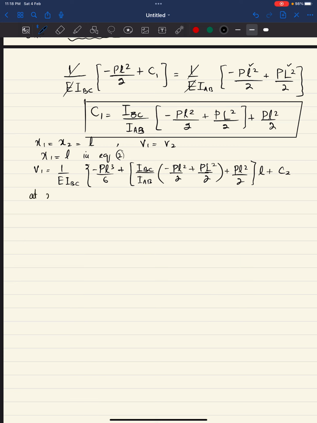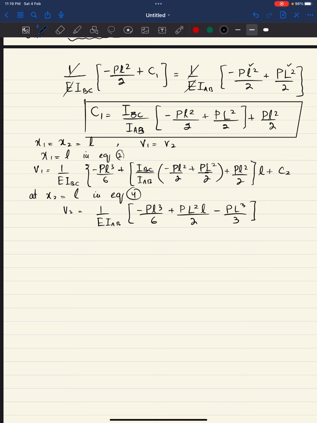At x2 is equal to L, when you put x2 is equal to L in equation number 4, you will get v2 is equal to 1 over EIAB into minus PL cube over 6 plus PL square into L divided by 2 minus PL cube over 3.